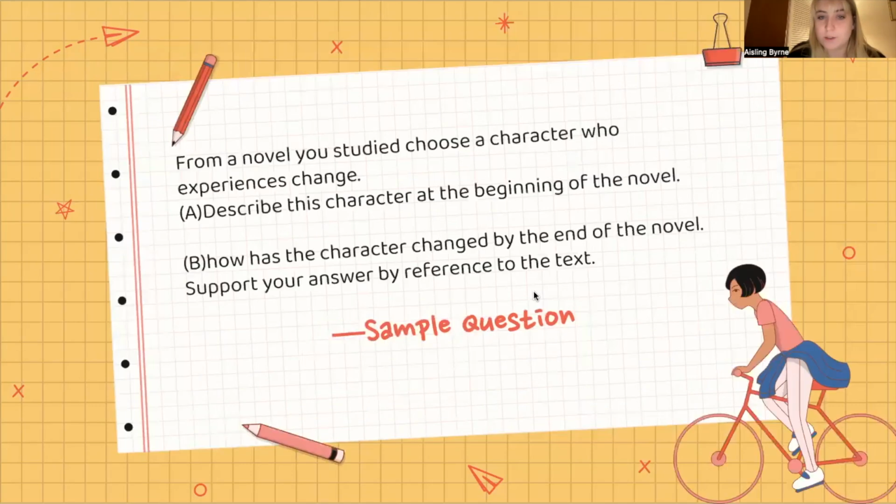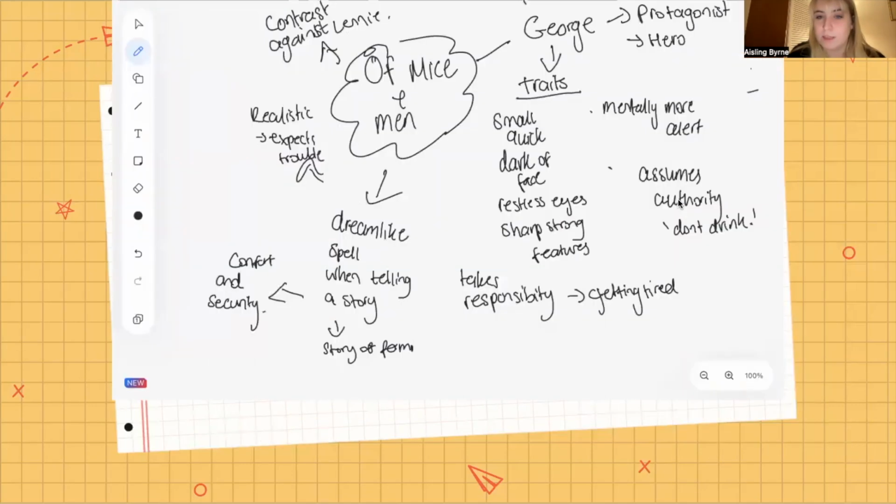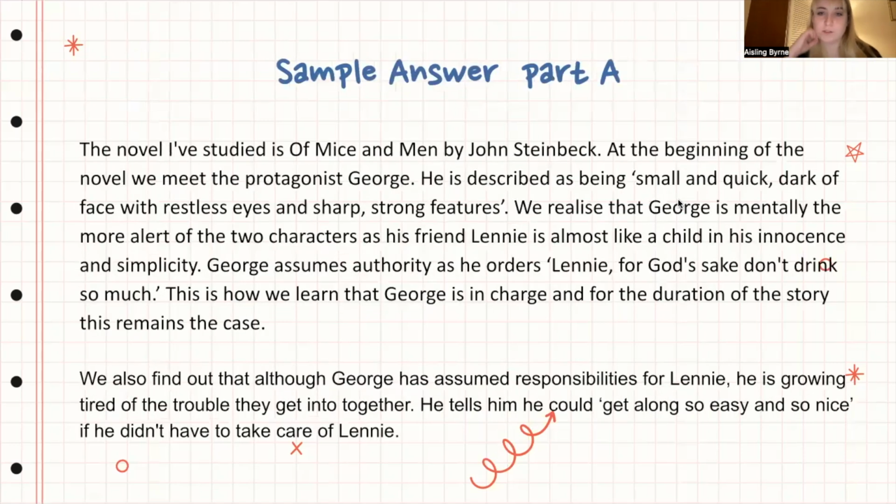Now, just to go back to the question. So, describe this character at the beginning of the novel. Do we think we might have hit who this character is from the beginning of the novel with this? So we said what novel we study. We said we met George, the protagonist. This is how he's described, his features. He's more alert than another character. And we also compare the other character to George. He's in authority. He's in the lead.